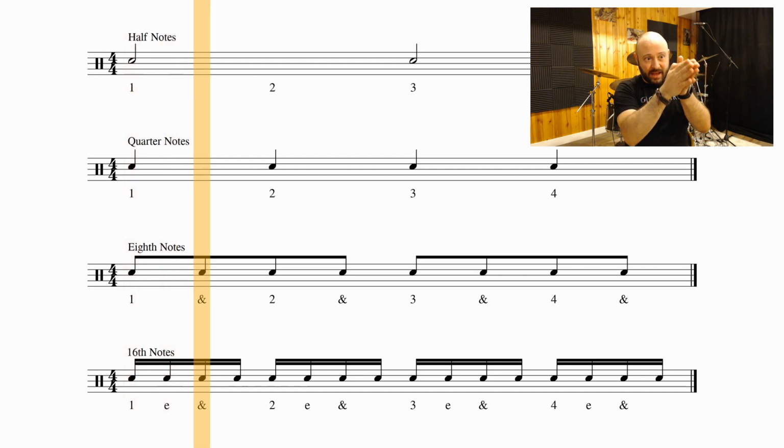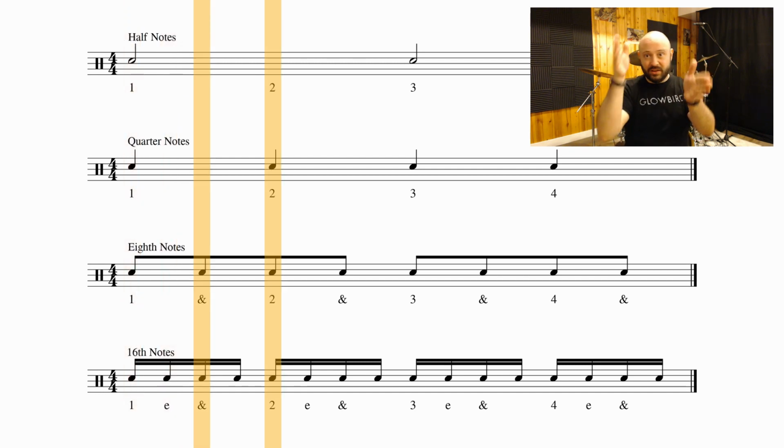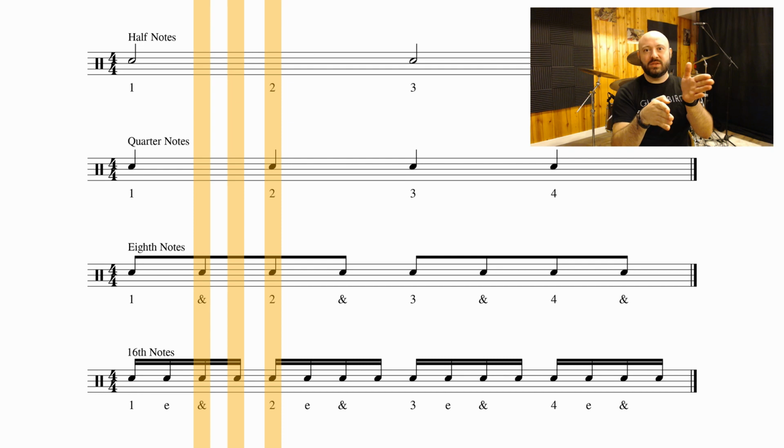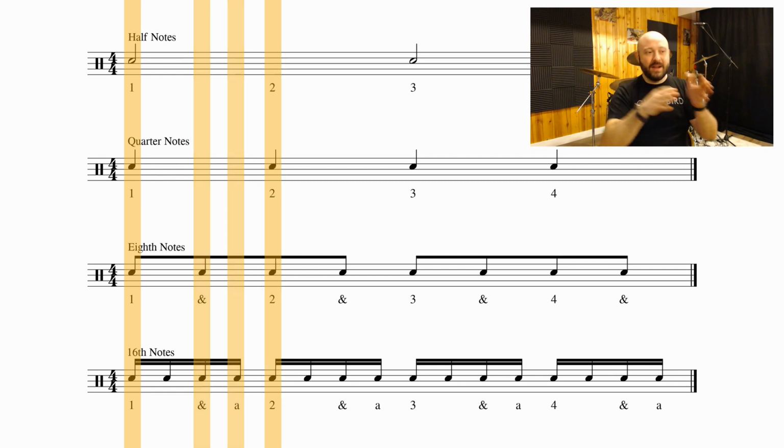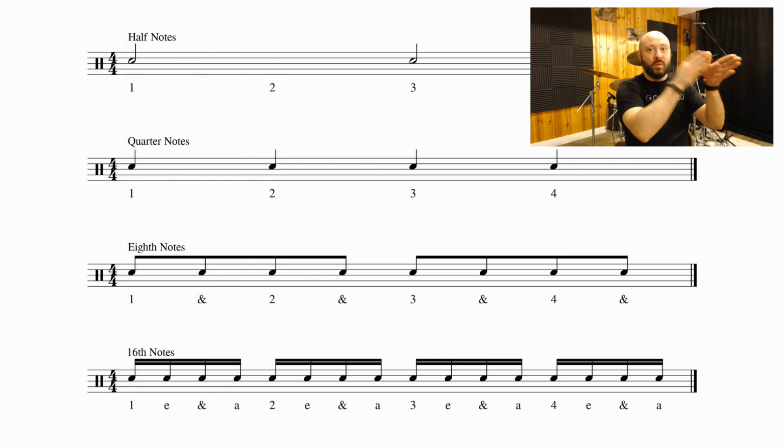Then we have the "and" and the next number. Let's say "and 2." In that space, we have a syllable we call "a." So we would have 1 e and a 2. Altogether, we end up with 1 e and a, 2 e and a, 3 e and a, 4 e and a. There's 4 16th notes in each quarter note beat, or 2 16th notes for every eighth note.